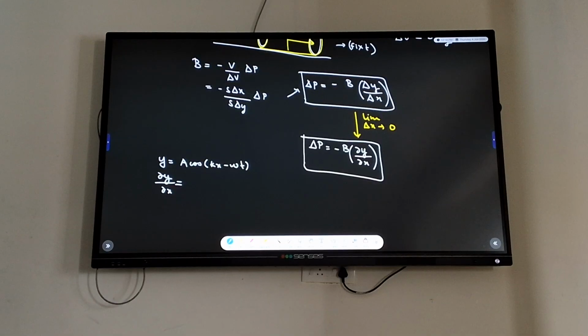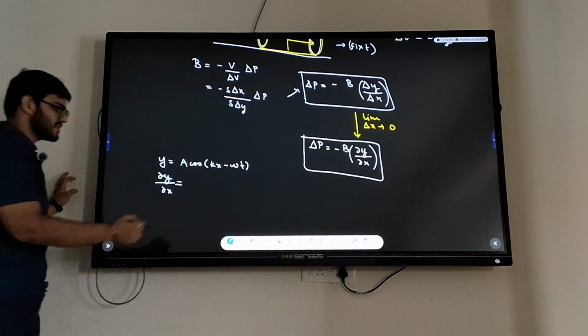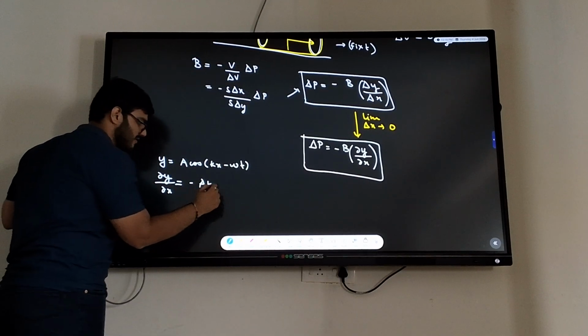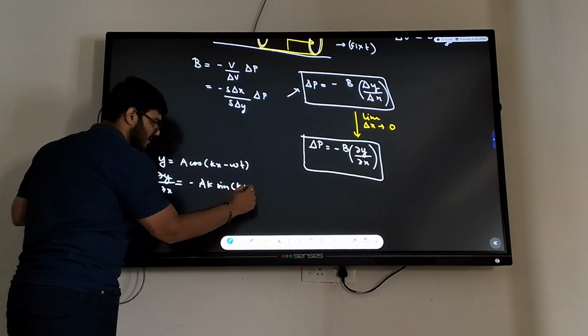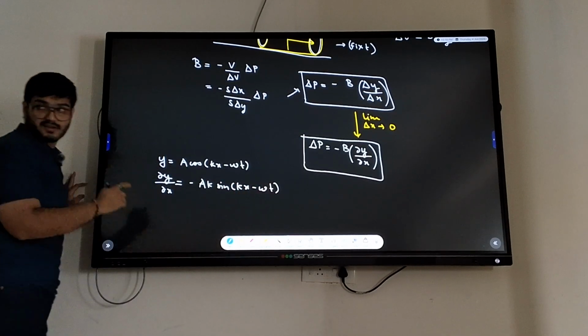Do it in your mind. You don't have to write anything. What is it equal to? What is del y by del x? Somebody tell me. Minus a sin kx minus omega t into k. So I should write minus a k sin kx minus omega t, na? Is it okay?